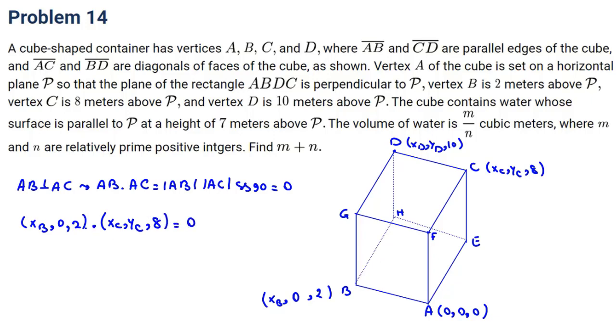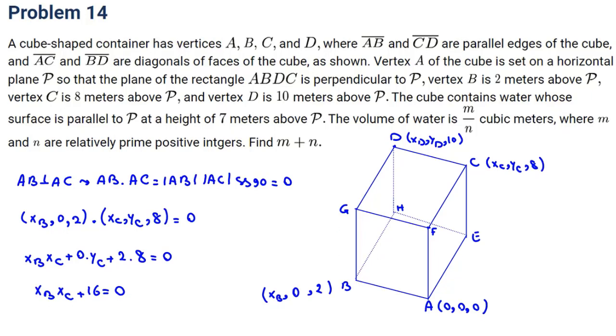Dot product between two vectors. You should multiply x coordinates xb, xc. It's the definition. Plus product of y coordinates 0 times yc, plus product of z coordinates 2 times 8, equal to 0. So we conclude xb xc plus 16 equal to 0. It's the first thing we know.